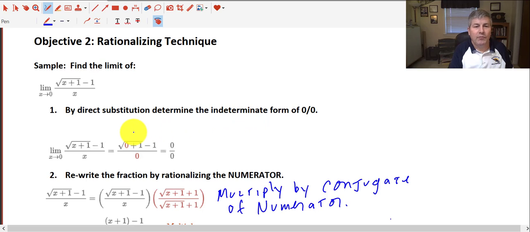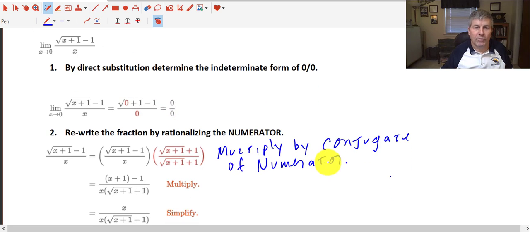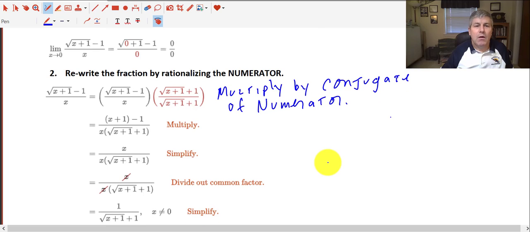So by substituting 0 in for x, we do indeed see we get our indeterminate form of 0 over 0. Now we're going to rewrite the fraction by rationalizing the numerator. In the past, we've rationalized the denominator. We use our difference of squares pattern, our a squared minus b squared. So we've got the square root of x plus 1 minus 1. So we multiply the numerator and denominator by the square root of x plus 1 plus 1.